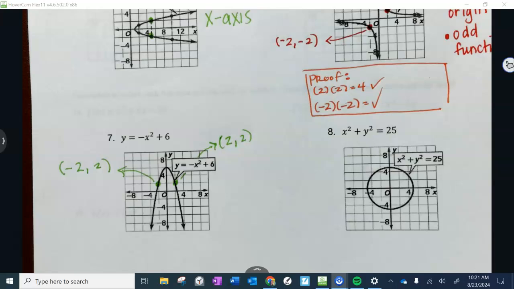So remember, the outputs are the same, and the inputs are opposite, that is an even function. It is for sure symmetrical about the y-axis.